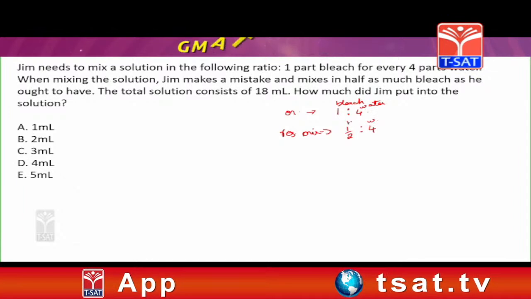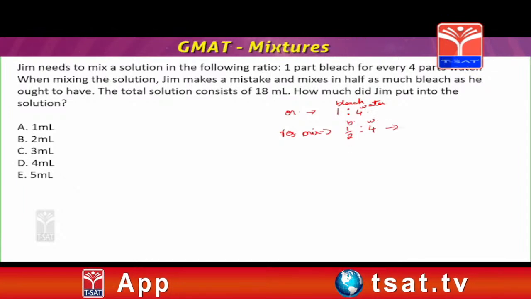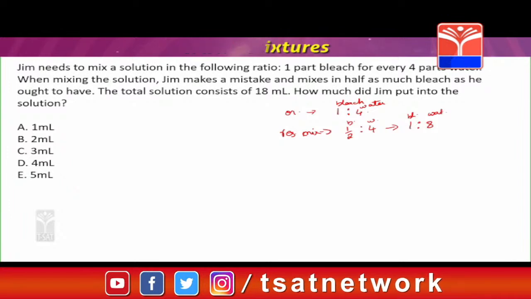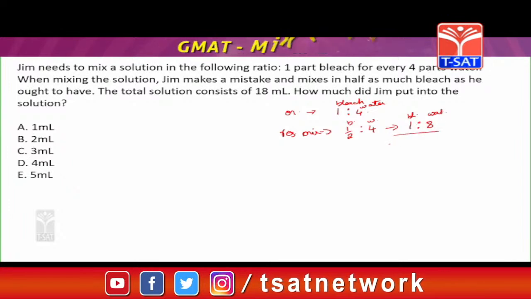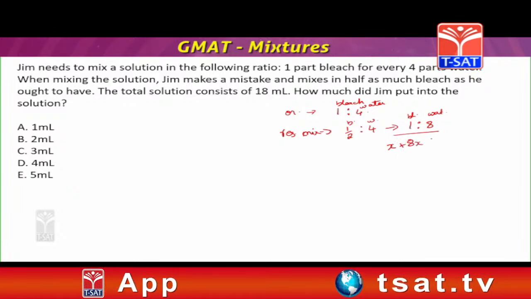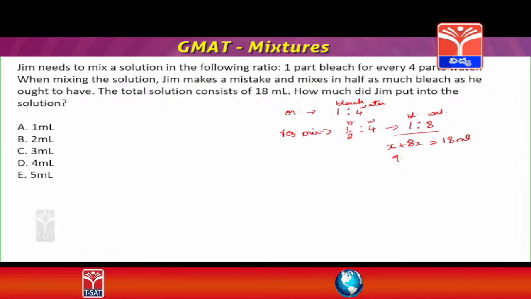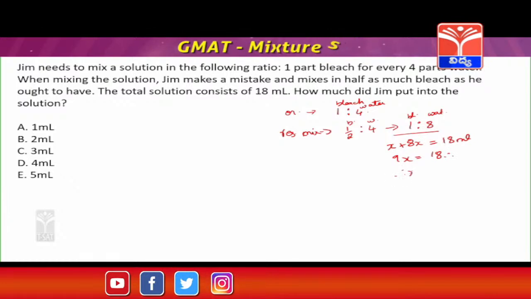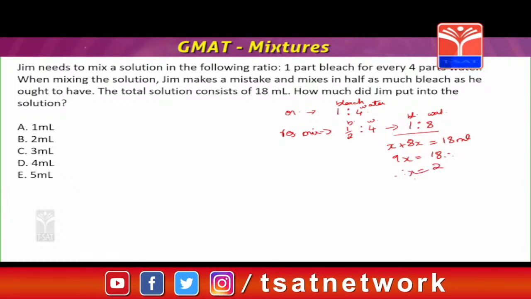So, bleach is to water becomes half is to 4. It can also be written as 1:8, multiplying 2 on both sides. They are saying the total solution consists of 18 ml. So, if bleach was x ml, then water will be 8x ml, which equals the total, 18 ml. Therefore, 9x equals 18, therefore x equals 2. So, 2 ml of bleach he added.